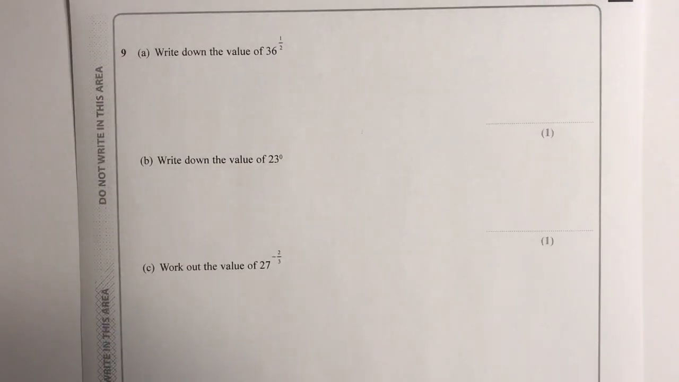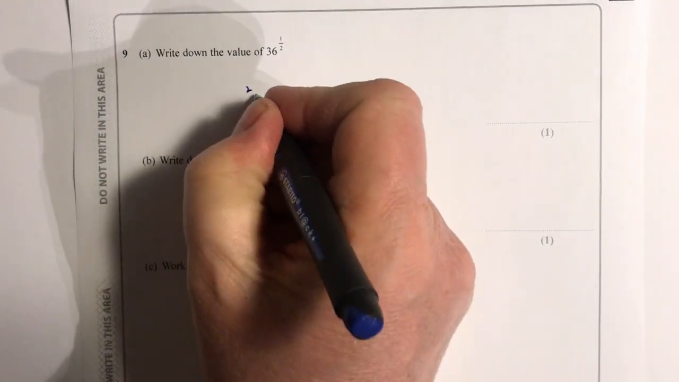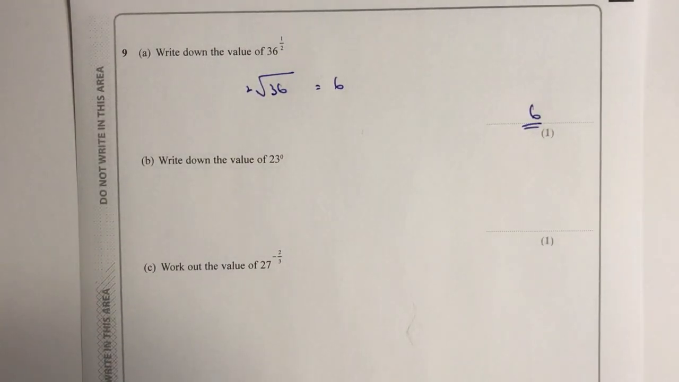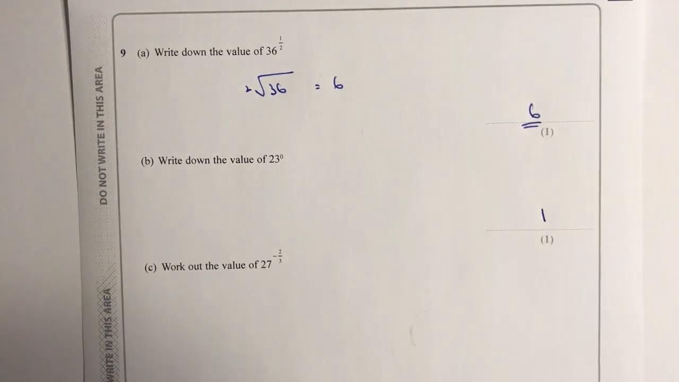Question number 9, we're going to be looking at indices. Firstly, it says write down the value of 36 to the power of a half. Well, to the power of a half is exactly the same as saying the square root of 36, which is 6. So the answer to this particular one is 6. Then it says write down the value of 23 to the power of 0. Well, 23 or any number to the power of 0 is equal to 1.